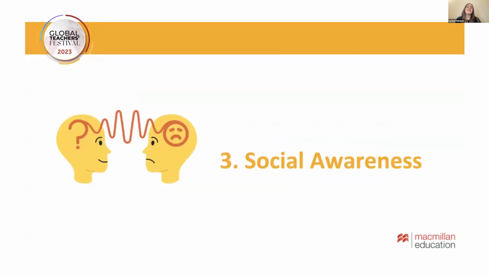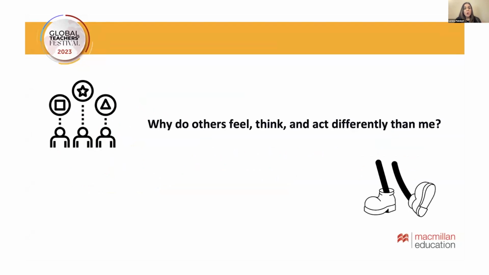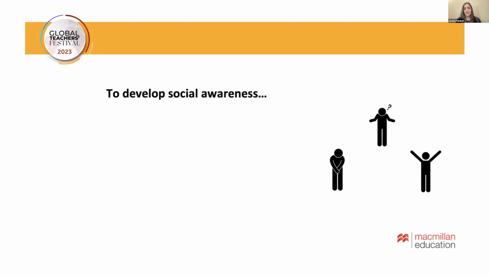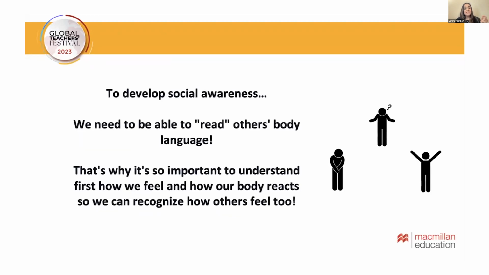Okay. Now, the third competency is social awareness. So to develop social awareness, we need to answer these questions. Why do others feel, think, and act differently than me? How can I put myself in others' shoes to understand why others feel, think, and act differently than me? Okay, so to develop social awareness, we need to be able to read others' body language. That's why it's so important to understand first how we feel and how our body reacts. So then we can recognize how others feel too.